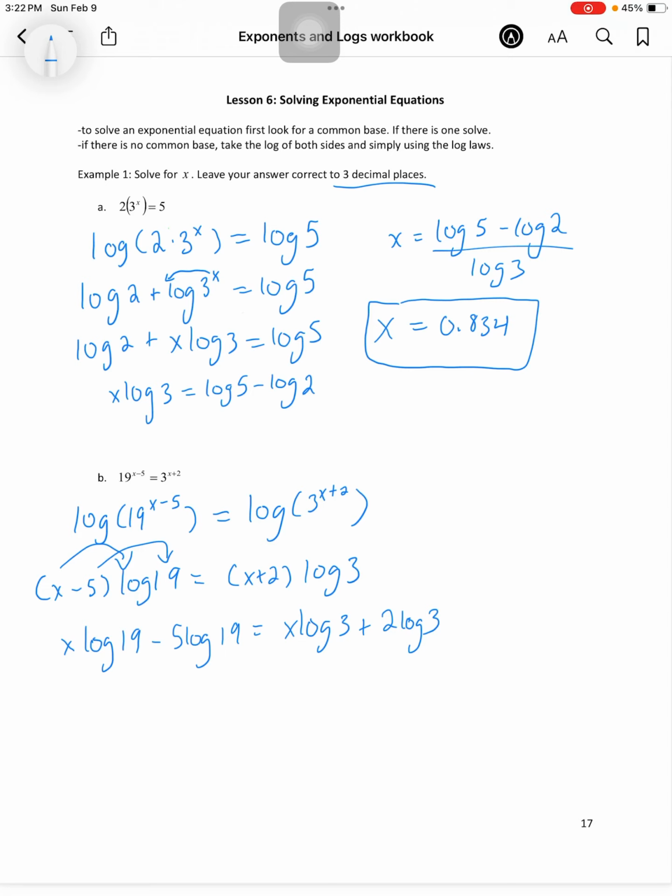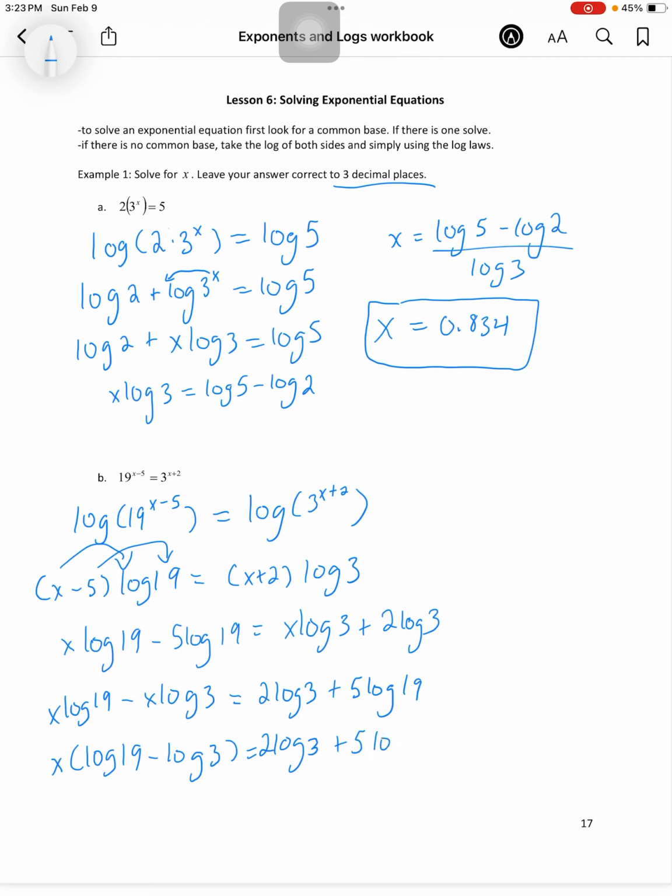Now we're just going to bring all our x's to one side. I'm going to move all the x's to the left and everything else to the right. So x log 19 minus x log 3 equals 2 log 3 plus 5 log 19. Now we get the greatest common factor, or just factor out x on the left side. So x (log 19 minus log 3). The right side stays the same: 2 log 3 plus 5 log 19.